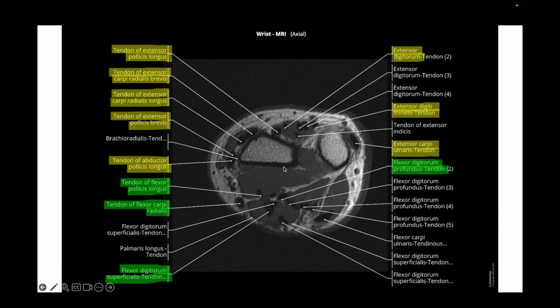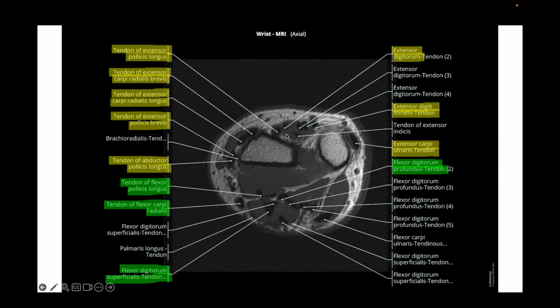This is an MRI of those same structures which we've talked about. So we try and find this, which is Lister's tubercle, and then we take it from there. So you've got your abductor pollicis longus. So this is your first compartment. So abductor pollicis longus, extensor pollicis brevis, so longus, brevis, and then longus is your extensor carpi radialis longus, and then extensor carpi radialis brevis.